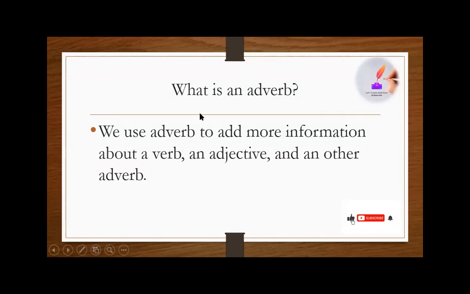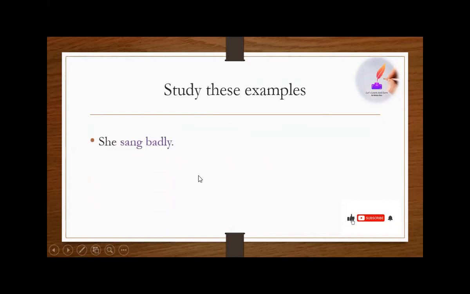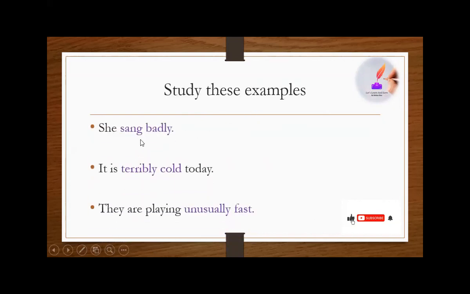In order to understand this definition, I'm giving you three sentences, and try to understand these three examples. She sang badly. Now, this sang is a verb, and this verb is being modified by this word badly, which is an adverb. It is terribly cold today. Now, in this sentence, cold is an adjective and terribly is an adverb. So you may say that this word terribly is adding more information to an adjective, cold.